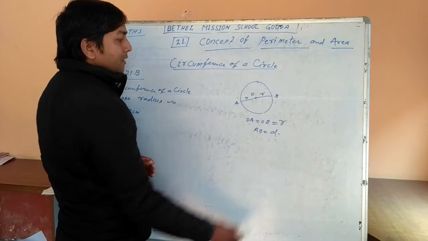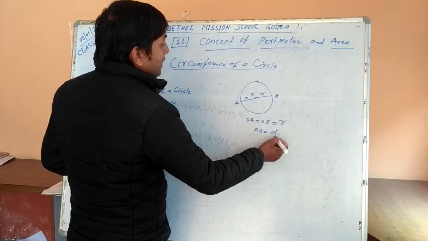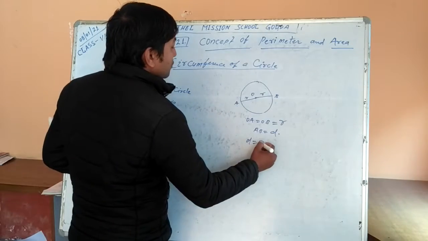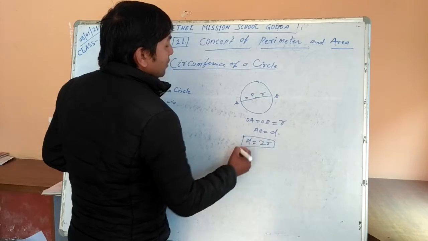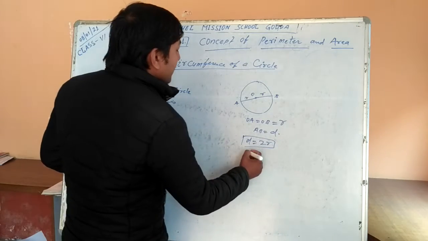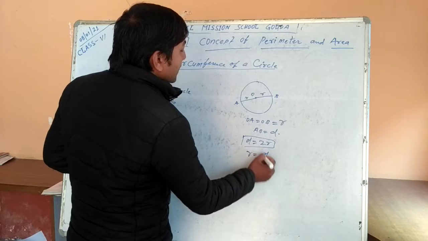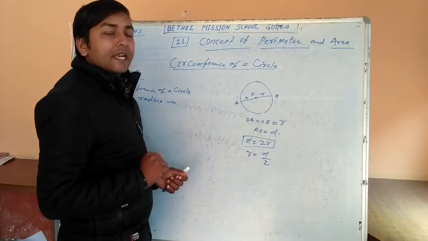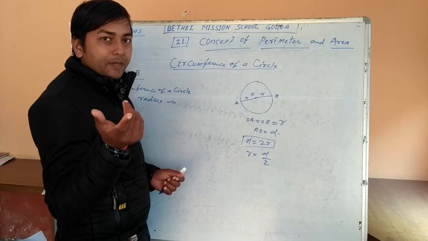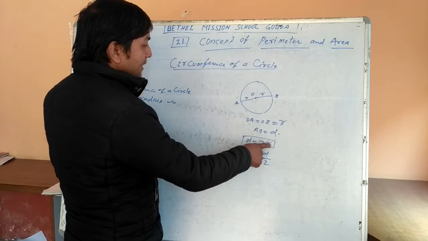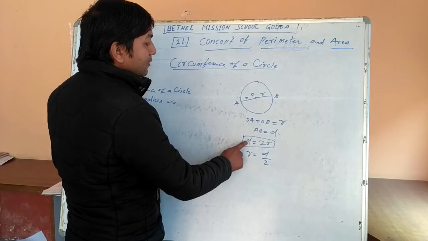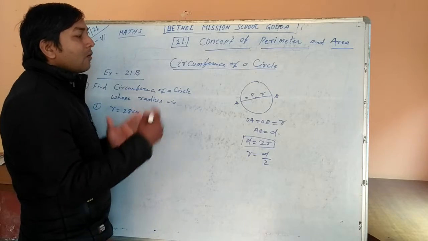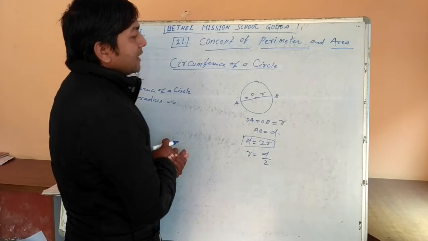So what is the relation between diameter and radius? Diameter equals 2 radius, and radius equals diameter by 2. If the radius is 5 centimeter, then diameter will be 10 centimeter. Okay? Just double.